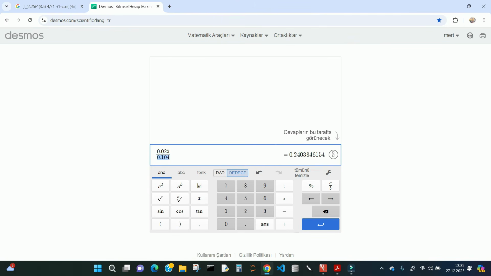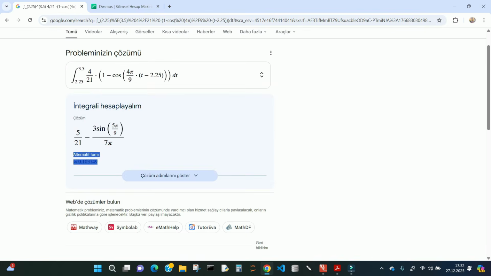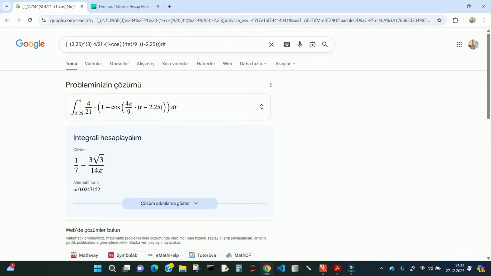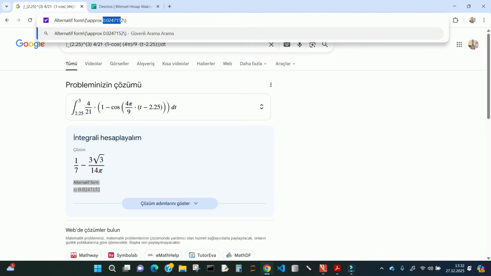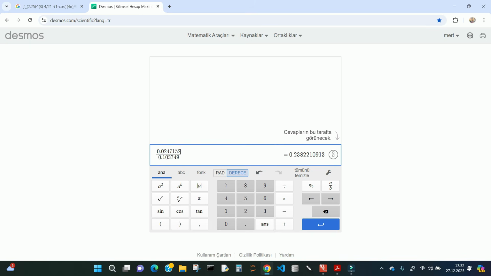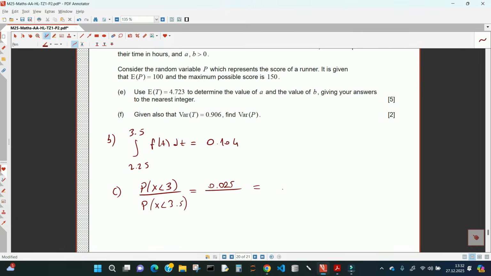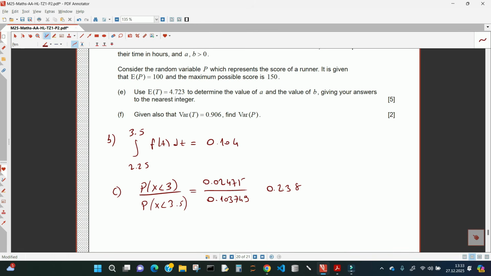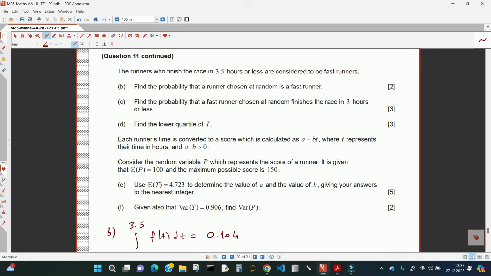It's gonna be the denominator, and the numerator will be the limit up to 3, and I will copy this again, the number in here. So it is approximately 0.238. Okay, yeah, it's better. You can also write the probability of this number. And for the up, yeah, this one. Find the lower quartile of t.